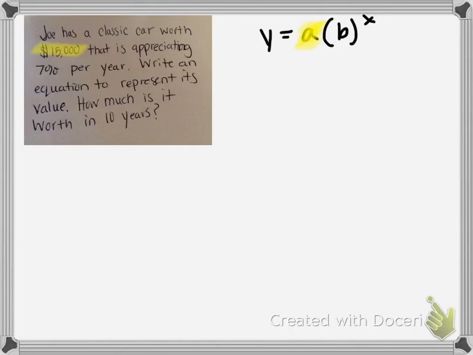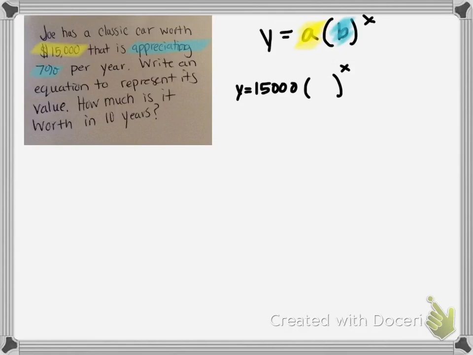So $15,000. We also need to find, let's write that down first. So $15,000. I don't have my B yet, so we'll fill that in a minute. All right, so we've got that part. Now we do need to find that B value. And so what we are looking for is that changing. So how is it changing? It is appreciating 7%.